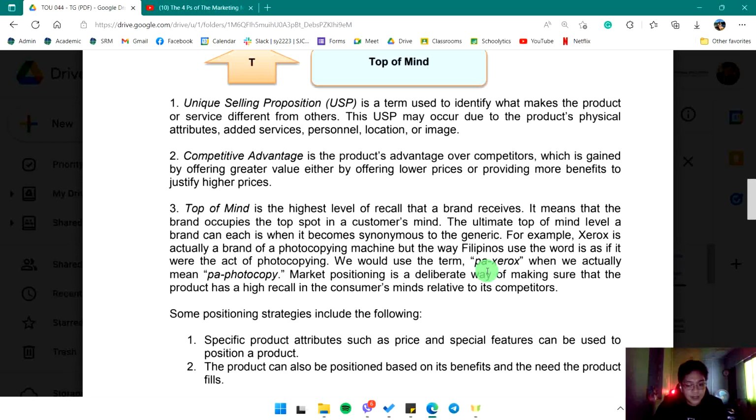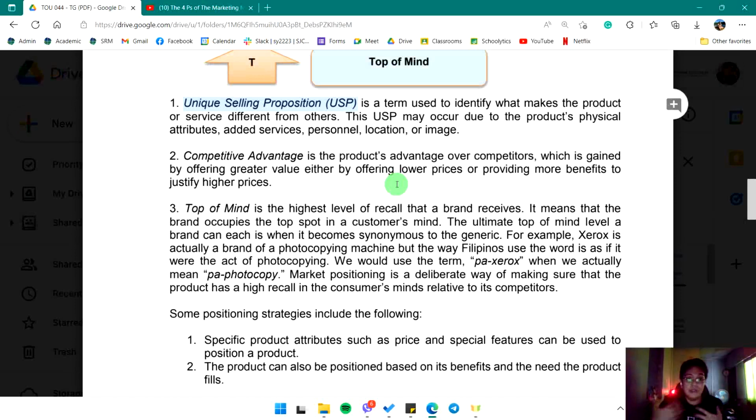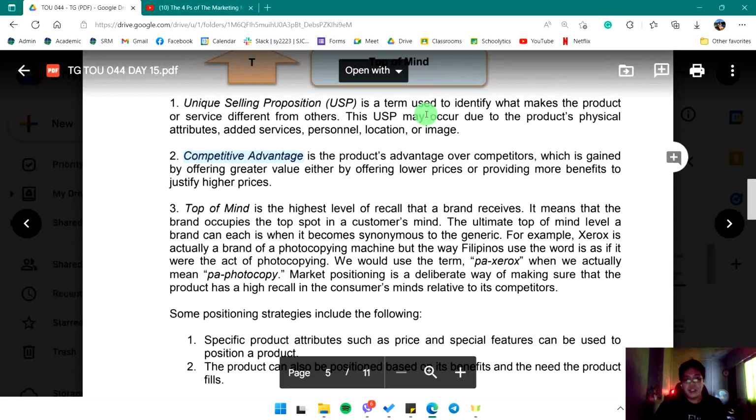And if we have different strategies or ideas that we can do in order for us to control our market positioning, we can do unique selling proposition by introducing our products as a unique product or different from others. In this way, yung market natin, iisipin nila na unique ang product niya, kaya doon tayo bibili. We can do competitive advantage for our market positioning if we will lower our prices or if we will provide more benefits to justify our prices. Anything that could give us an advantage compared with our competitors.